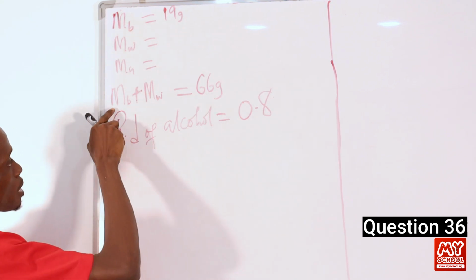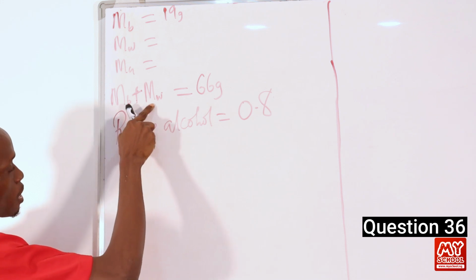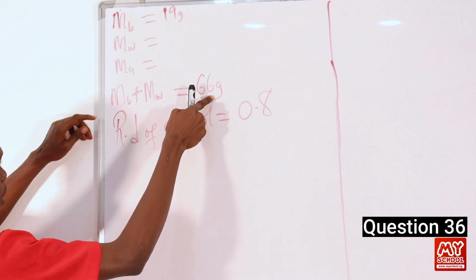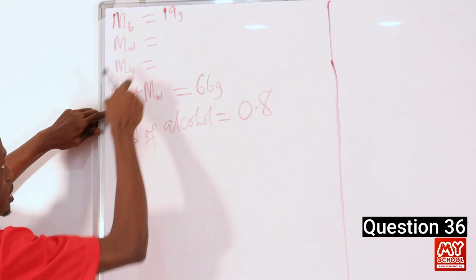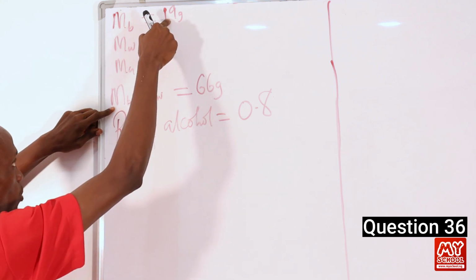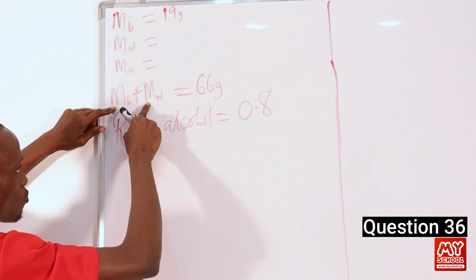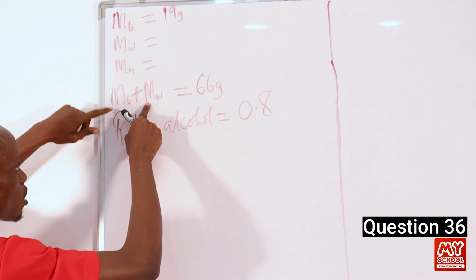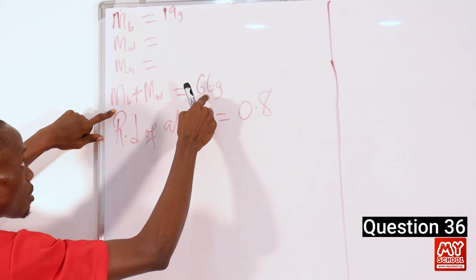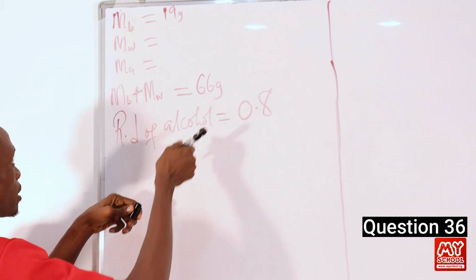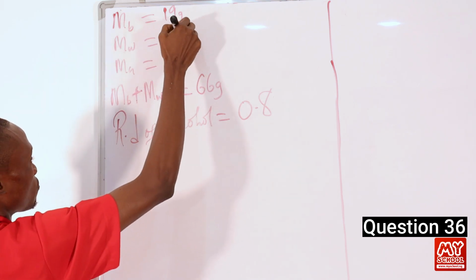Since we know that the mass of the bottle plus the mass of water equals 66 grams, and we know that the mass of the bottle is 19 grams, we can make the mass of the water the subject of the formula. So that will be 66 minus 19, and that will be equal to 47 grams.